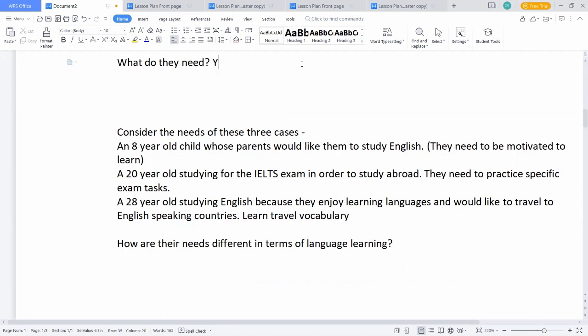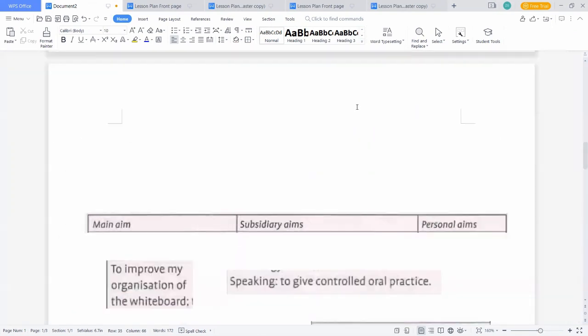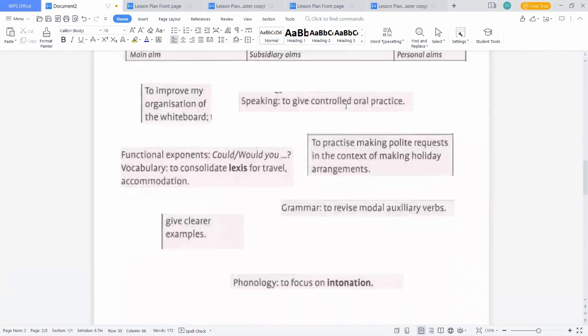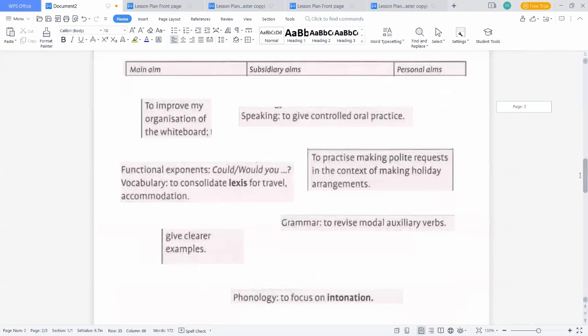Your students' needs help determine your aims. So let's go on and look at three kinds of aims that you have to think about when planning a lesson. We've got the main aim, subsidiary aims, and personal aims.